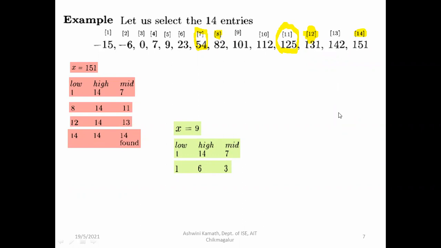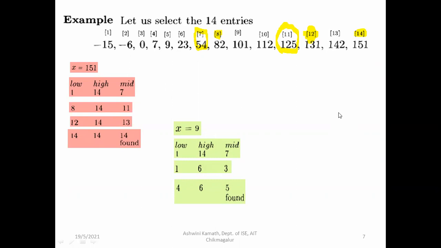Again (1 plus 6) divided by 2 is equal to 3. Now the mid element is 0. In the third position we have 0. So 0 will be compared with 9. 9 is greater than 0. So search in the right side of the array. Now the value of low will change. So 3 plus 1, 4. From 4 to 6 we have to search.